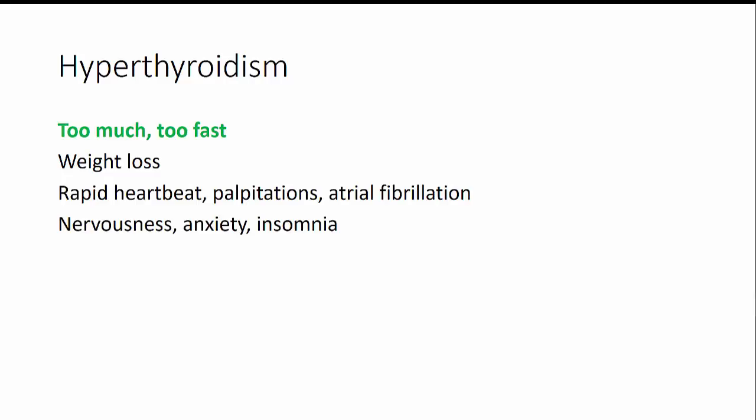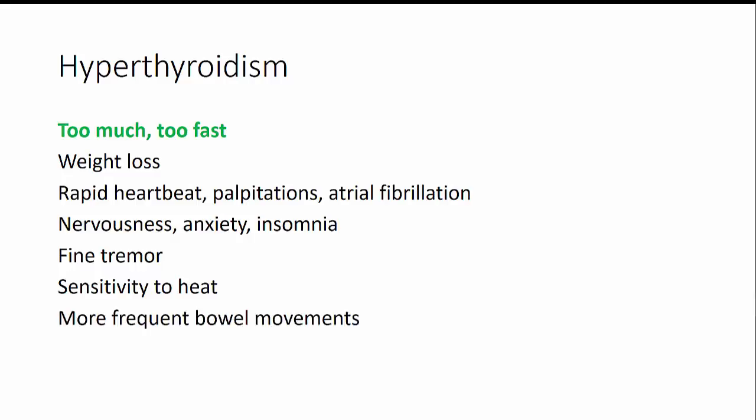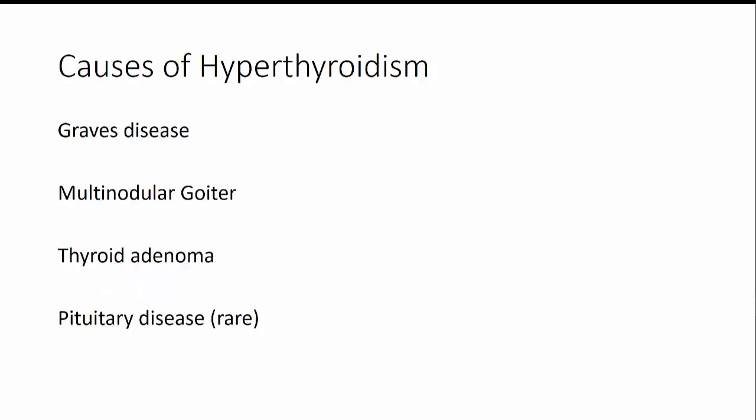nervousness, anxiety, insomnia, a fine tremor, heat sensitivity, which means that the patient is feeling warm when everyone else is comfortable, more frequent bowel movements, and for women, menstrual irregularities. There are many causes of hyperthyroidism. We're going to look at 3 of the most common and 1 rare disorder. These include Graves' disease, multinodular goiter, thyroid adenoma, and pituitary disorders.